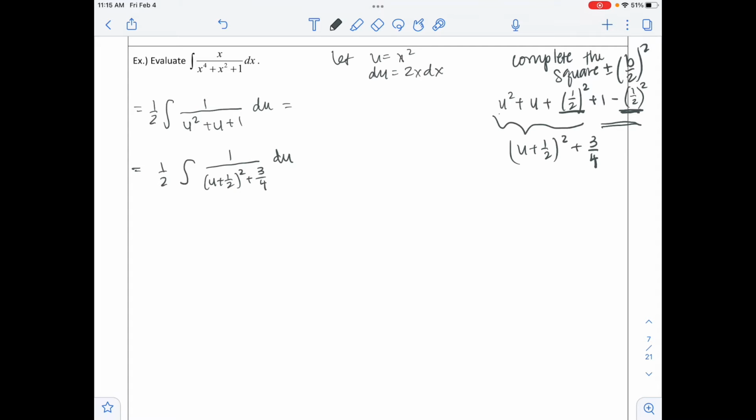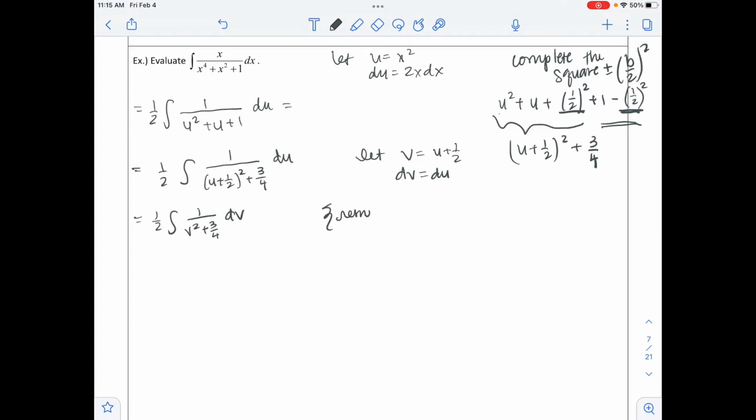So from here, it looks like something where maybe I could use tangent inverse possibly, but I'm going to go ahead and do another substitution and just say let's let v equal u plus 1/2. Then dv is equal to du. So this is now going to become 1/2 the integral of 1 over v squared plus 3/4 dv. And let's make a little note here.